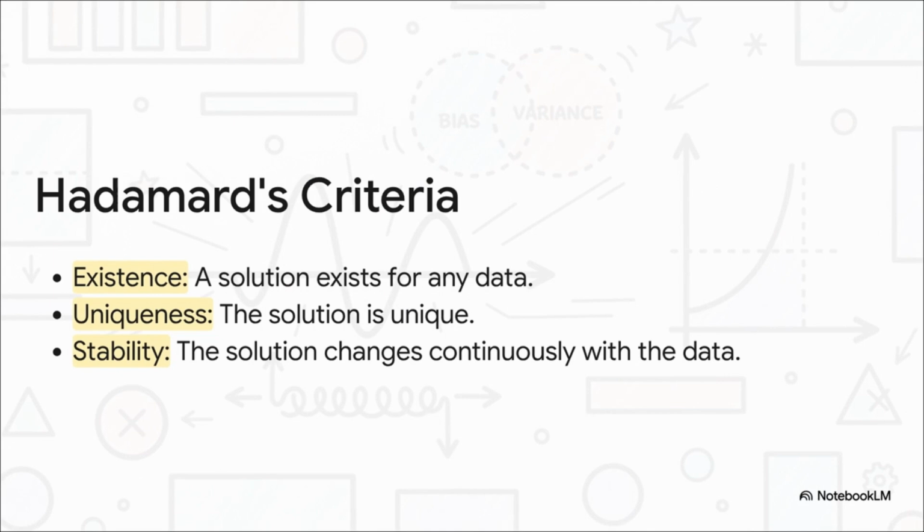Now, there's a formal way to talk about this, and it's called Hadamard's criteria for a well-posed problem. Basically, for a problem to be easy, a solution has to exist, it has to be the only solution, and, this is the big one, it has to be stable. And stability is where almost all interesting problems fall apart. It means that if your input data changes just a tiny bit, your whole solution can go flying off the rails. And a model like that, it's totally useless in practice.